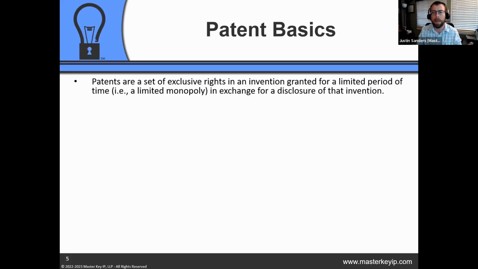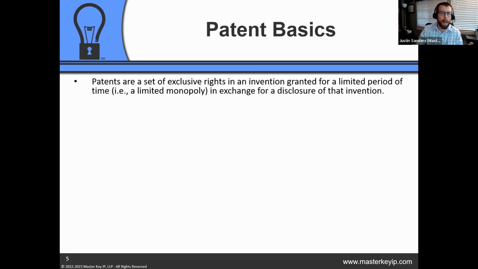I'm not sure how that happened, but basically you're disclosing to the public, here's how to make and use this great thing, and then once your patent expires, the public at large can improve upon that, make the next best version, etc. And to encourage that sharing of information, these patent systems were put into place.